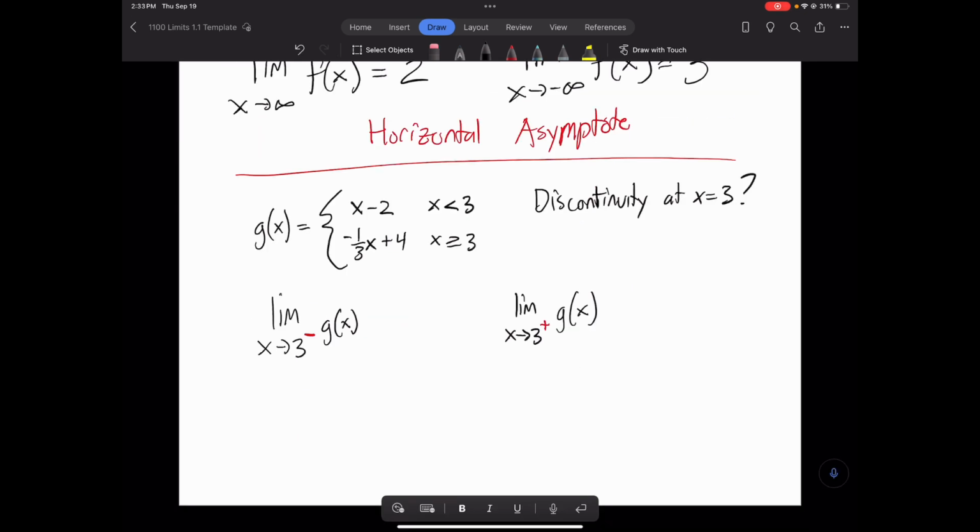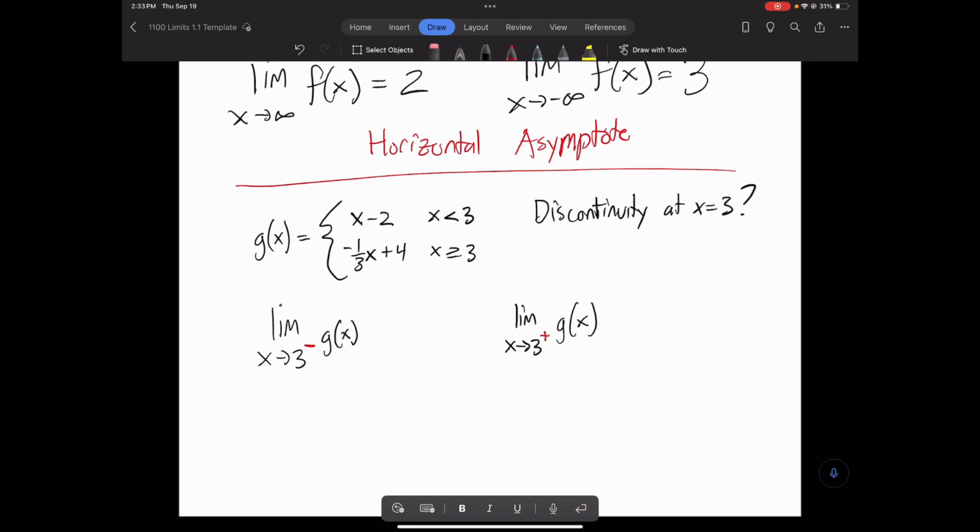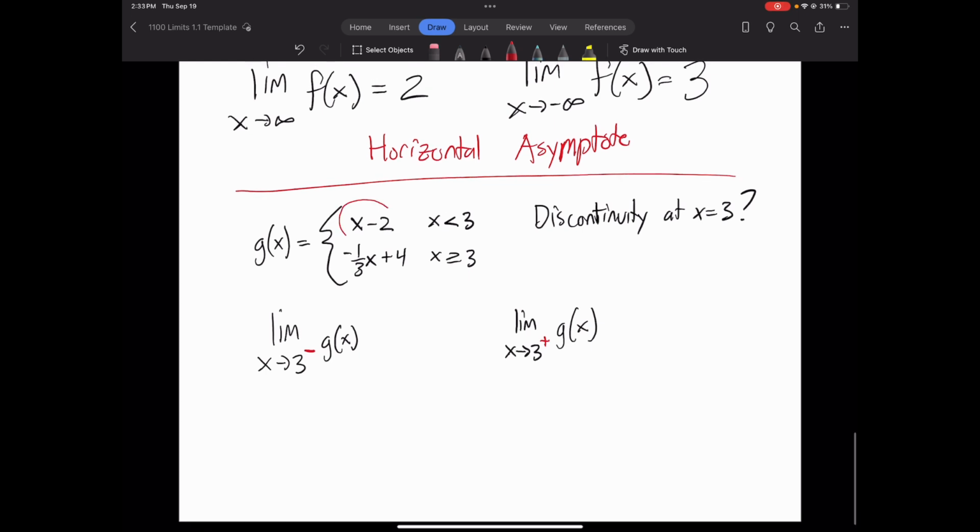Let's start with this negative direction. If I'm looking at numbers strictly less than 3, they're getting close to 3, but they're numbers that are slightly less than 3, like 2.9, 2.99, numbers that are just barely less than 3. If I'm using numbers less than 3, which rule am I applying? Since x is less than 3, I'm looking at this rule, x minus 2, which means that in this limit, I can replace g of x with just that specific rule.